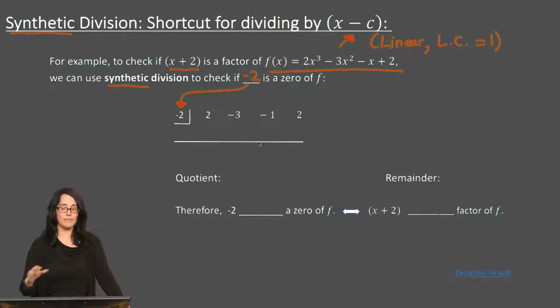Now, step 1, after you do this initial setup, is to simply draw a line and bring down that first number. So we bring down our 2, if you will. Step 2 in this algorithm is to multiply.